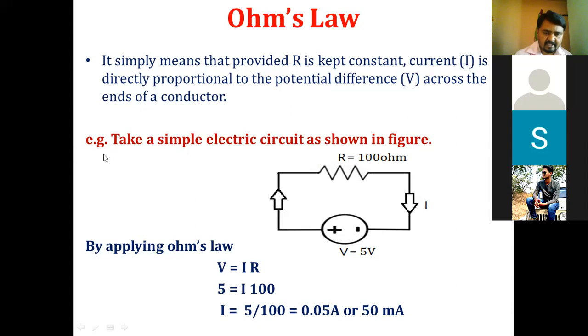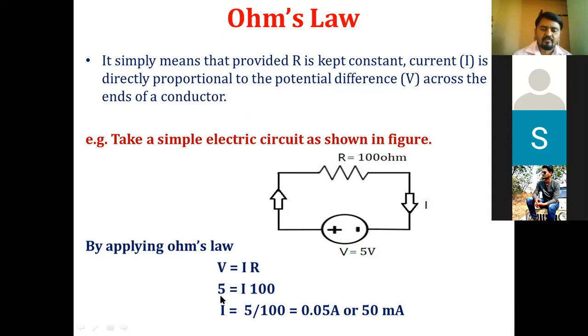Take this example. You write it down, and take this circuit diagram. Up to here you write down and complete it. By applying Ohm's law, V equal to IR, the V value has been substituted as 5, I we have kept as it is, R we have substituted as 100. Then I will take right as it is here now.